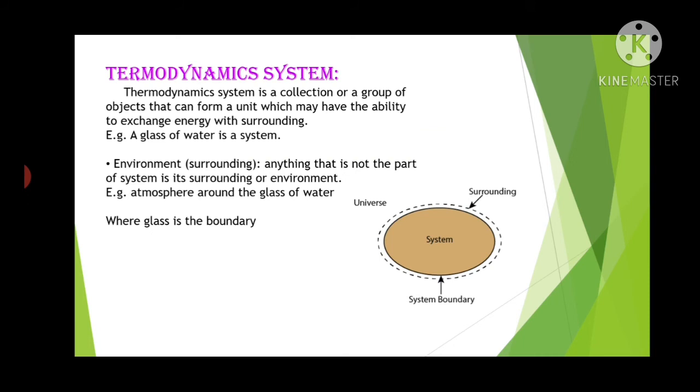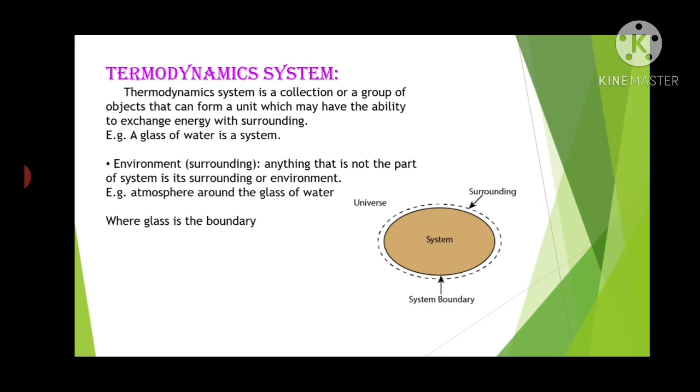Thermodynamic system. A thermodynamic system is a collection, or you can say a group of objects that form a unit which may have the ability to exchange energy with the surroundings. For example, a glass of water. The whole glass of water is called the system. Now what is environment? Why are we studying these parts? Because we have to play with these parts, that is environment, surrounding, system, and the boundary. You should know these things before studying this chapter ahead.